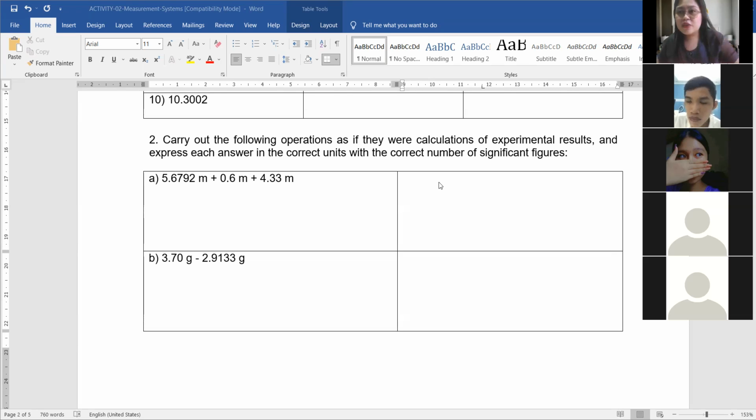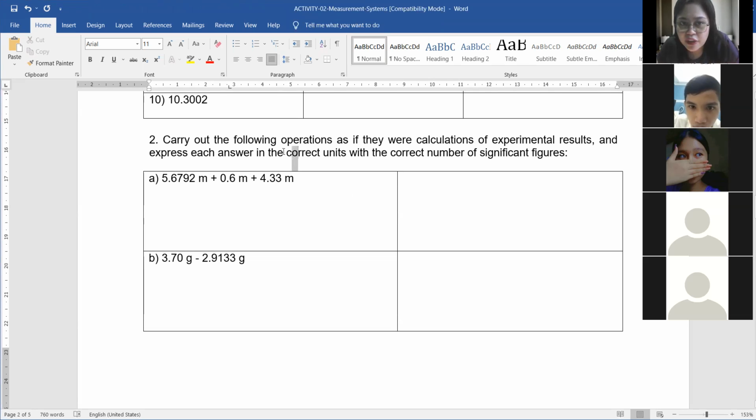Dito sa atong group chat. Makita ninyo dito. Okay, so again, sa example sa letter A, i-add lang ninyo ang 5.6792 meter plus 0.6 meter plus 4.33 meter, and you write here the correct answer. But again, the correct answer should have the correct units, and it should be rounded off using the correct number of significant figures. That's the twist there.